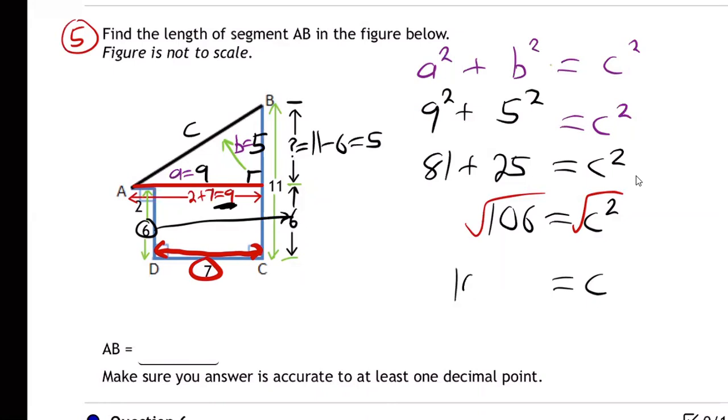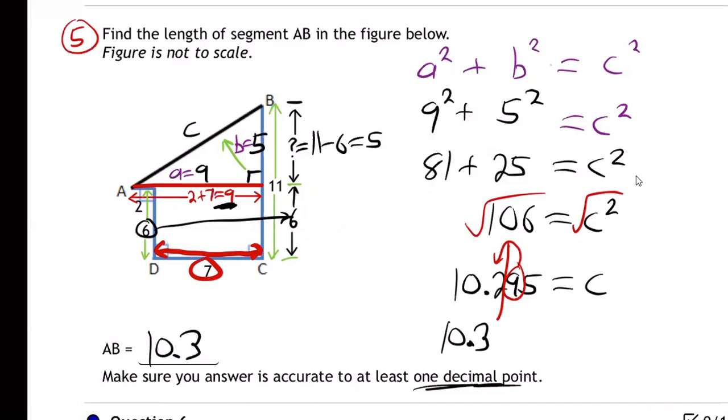I'm getting 10.295. They said 1 decimal point. So I'm going to round it right there. This is a 9. So wherever you cut off your number, if the digit right after that is 5 or more, you've got to round that up. So that'll become 10.3.